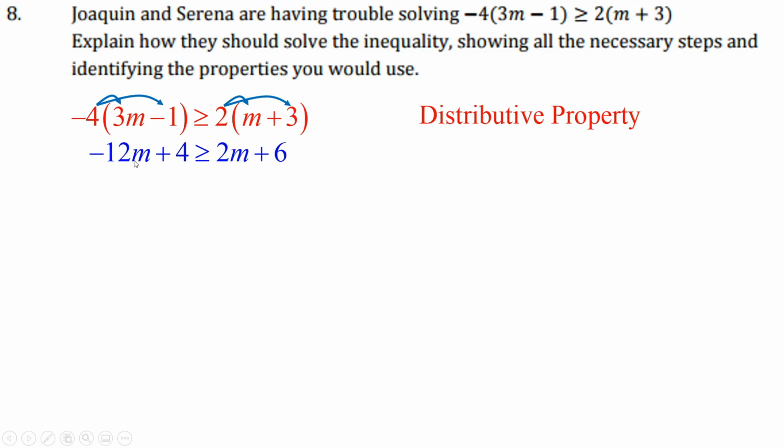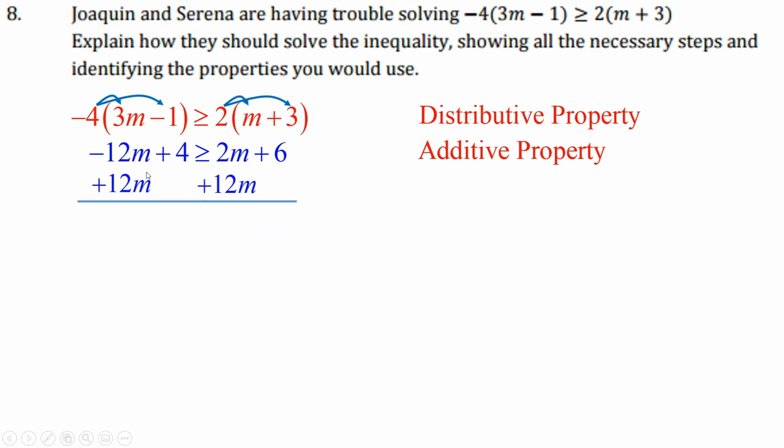Now, what would you do next? Well, you still have m's on the left and m's on the right. So again, what do we want to do? You could subtract 2m from both sides or add 12m to both sides. It doesn't matter which way you go here. But we're adding, so that's called the additive property. Did I add a -2m to both sides, or did I add a 12m to both sides? It doesn't matter. I like to keep things positive, so it looks like I added 12m to both sides.